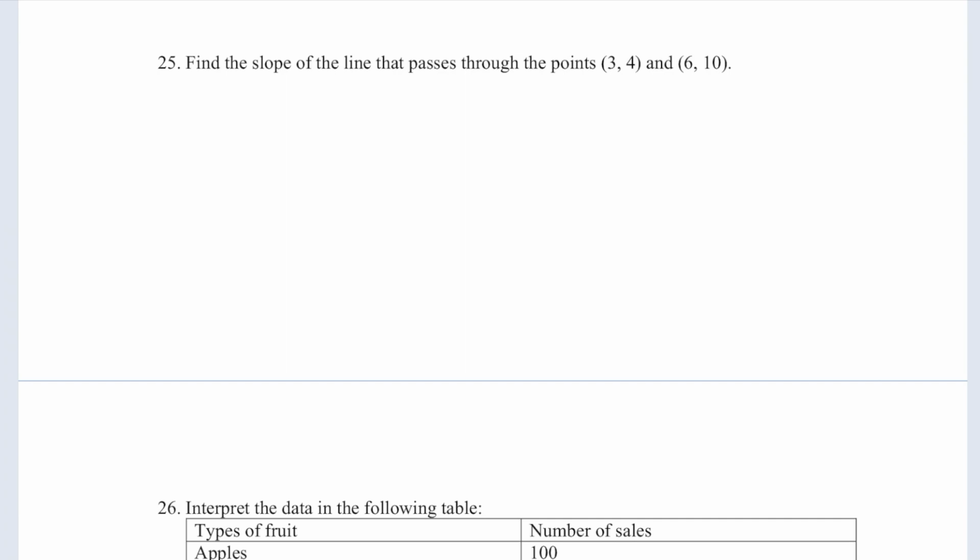Find the slope of a line that passes through the points (3, 4) and (6, 10). So there's a couple steps to this. The first step is this is going to be our x1 and our y1, and our x2 and our y2. That is the way that slope is written. We also need to know the equation for slope. So that is going to be m equals y2 minus y1 divided by x2 minus x1.